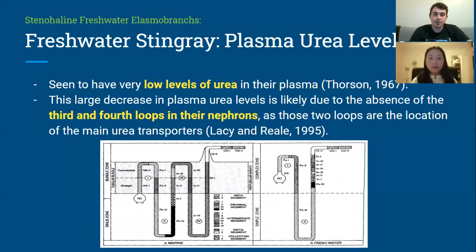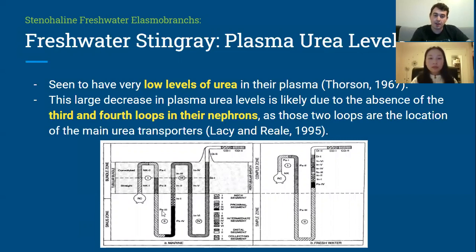Moving on to their urea levels, they seem to have very, very low levels of urea in their plasma. And this large decrease in plasma urea levels is likely due to the absence of the third and fourth loops of their nephrons, as those two loops are the location of the main urea transporters.